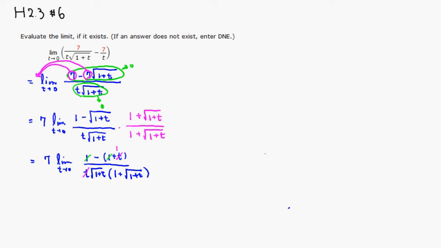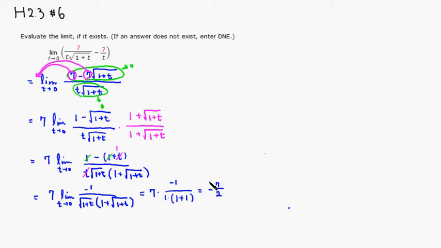Then what we get is just 7 times the limit of negative 1 on top, then you have square root of 1 plus t times quantity 1 plus square root of 1 plus t, as t approaches 0. Then you can see that this is going to be 7 times negative 1, and you plug in 0 here, so it's a square root of 1, so it's 1 times quantity 1 plus square root of 1 plus 0, so it's another 1. So it's going to be negative 7 over 2.